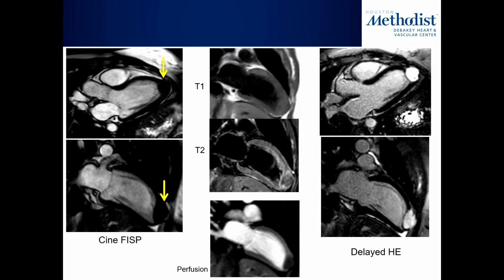So this is where you use some deductive logic. This is an LV mass at the apex of the heart that has taken up tremendous amounts of contrast. This is very pathognomonic for an LV fibroma. And actually, we see this not so infrequently in the CMR lab.